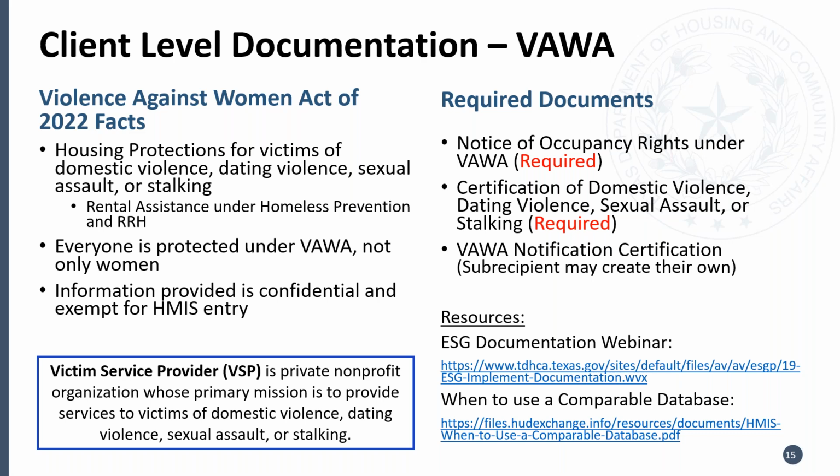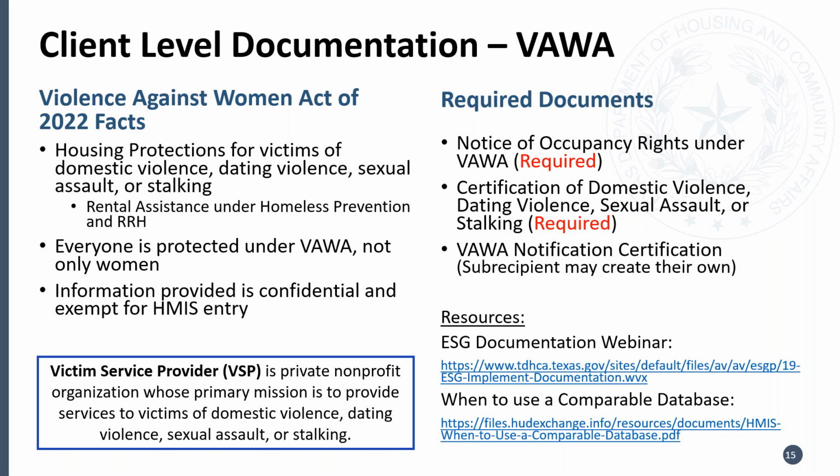Next, the Violence Against Women's Act is a federal law that in part provides housing protections for people applying for or living in units subsidized by the federal government who have experienced domestic violence, dating violence, sexual assault, or stalking to help keep them safe and reduce their likelihood of experiencing homelessness.